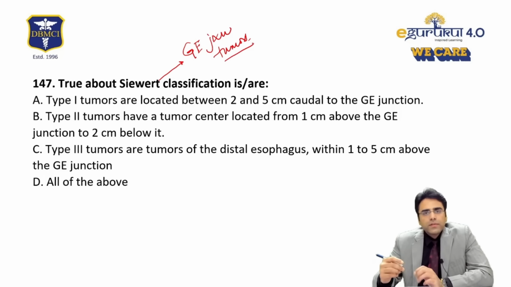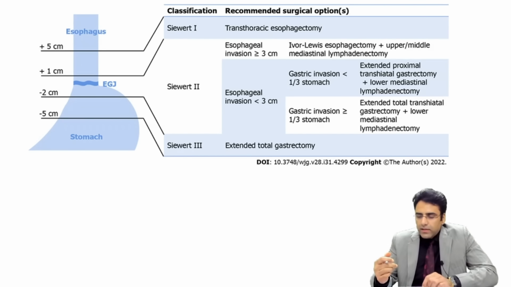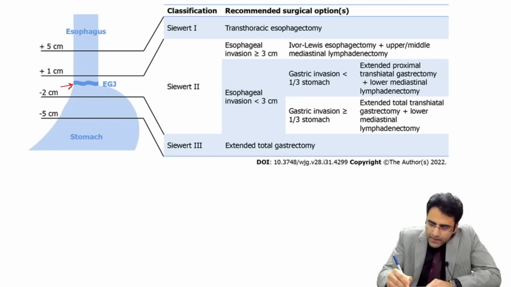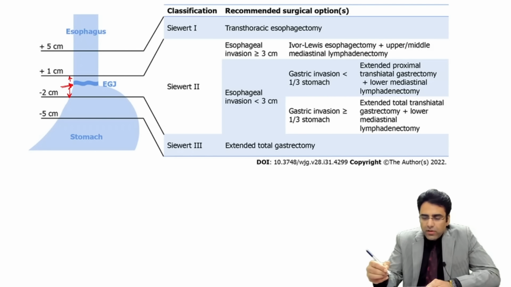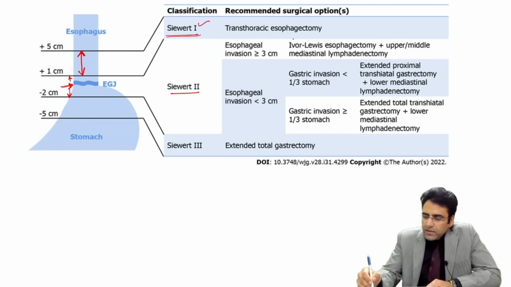Now, before coming on to the options, let us try to have a look at this classification. Now we have Sievert type 1. This is Sievert type 1, it involves the gastroesophageal junction. If the tumor is located between 1 centimeter above and up to 5 centimeters above the GE junction, in the esophagus, it is Sievert type 1. So in Sievert type 1, what is the recommended surgical option? We go for transthoracic esophagectomy.